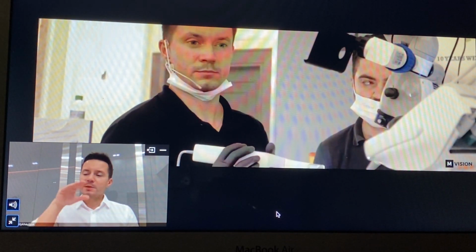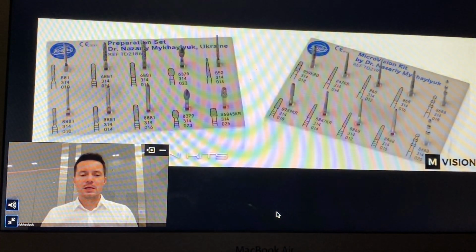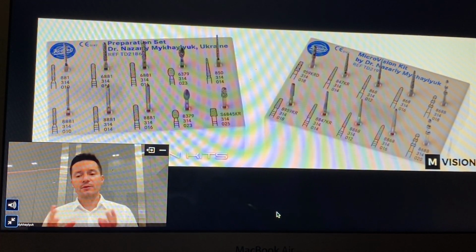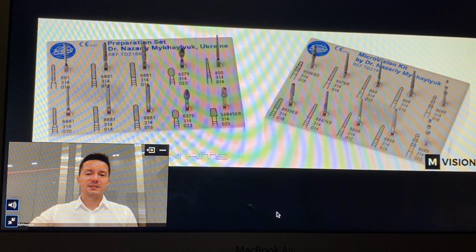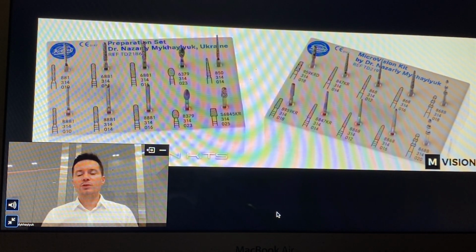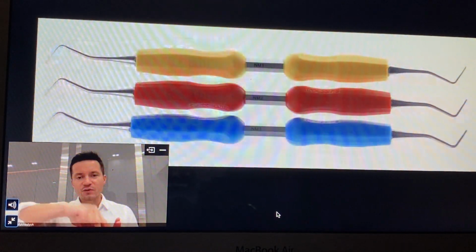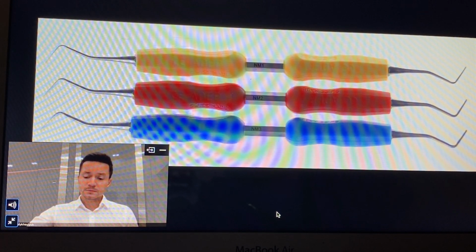When I go straight to the preparation, I usually use 2 kits that I made. One kit is for the preparation for full crowns. Another kit is for preparation for veneers and onlays. After finishing the preparation, if I still have any defects on the surface, I use the enamel chisels. Those are hand instruments to finish the marginal zone and make it really nice and smooth.